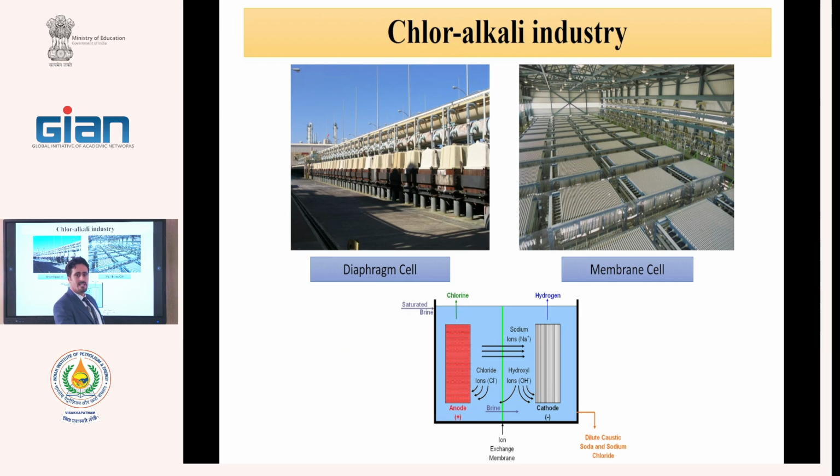In this industry, saturated brine, NaCl solution, comes in and is electrolyzed to chlorine, hydrogen gas, and hydroxide for production of NaOH as an alkali.